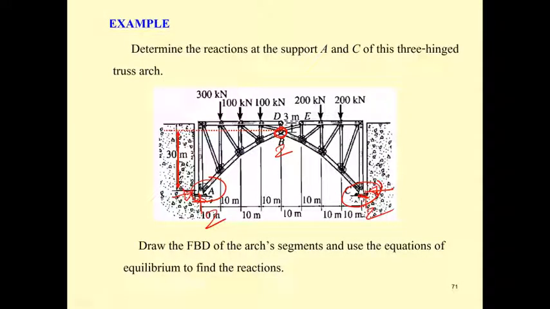You can separate this into 2 parts, and then we can determine the force at B first. We know the force at B by taking the moment at A, and you get one equation. Taking moment at C, you get one equation. You solve for B sub x and B sub y. And when you know B sub x and B sub y, you can find A sub x and A sub y, and then B and C sub x and C sub y later.